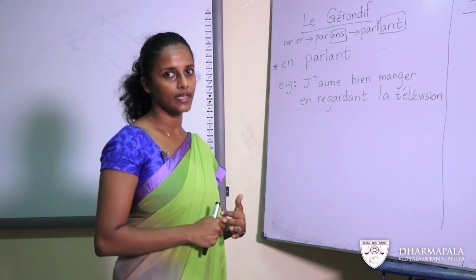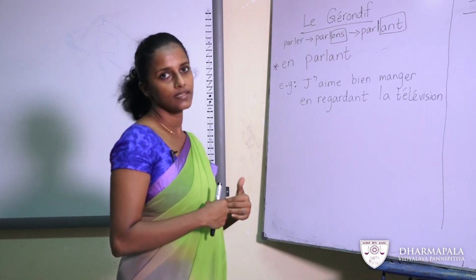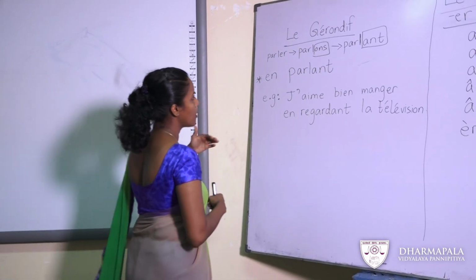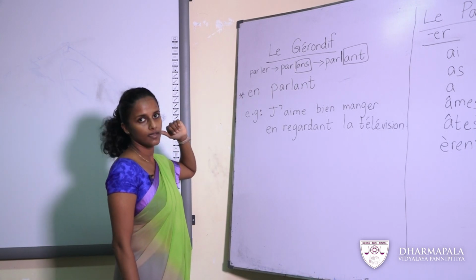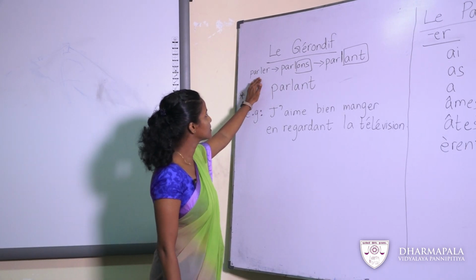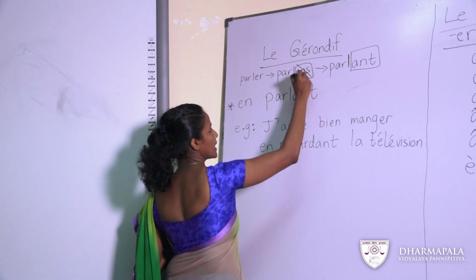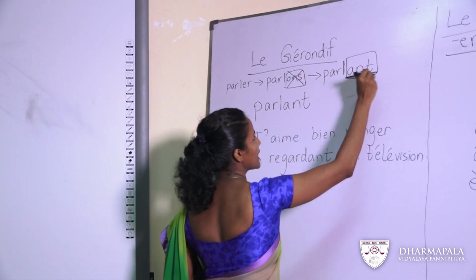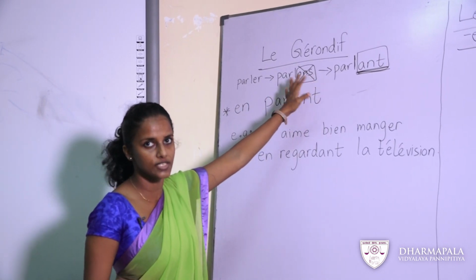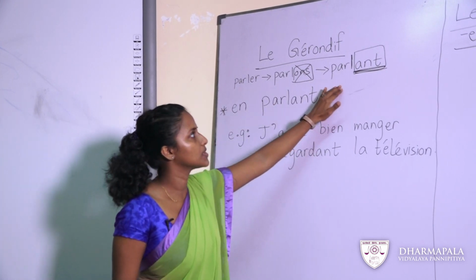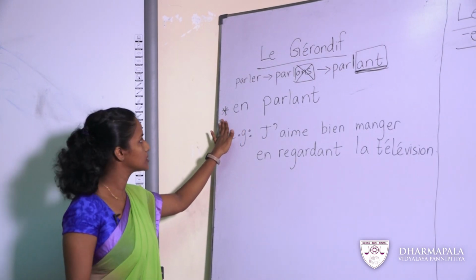If two actions are happening at the same time, we can describe one action with le gérondif. Okay. Now, to form the gérondif, we have to take the nous form of the present tense. If we take the nous form of the present tense, it is parlons. Then we have to cut off the present tense ending ons, and then we have to add ant. Right? We do not use subject pronouns with this gérondif. So, when we are writing the gérondif with this ant form, we have to write en. So, it should be en parlant.